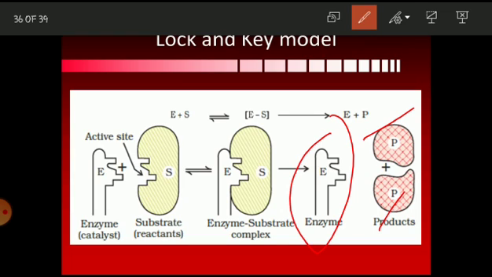After the completion of the reaction, the enzyme does not change at all. Enzyme, as it is before the reaction, it will remain as it is after the reaction. Okay, the enzyme remains the same before and after the reaction; there is no change in it, nothing. It will support the reaction, that's it.